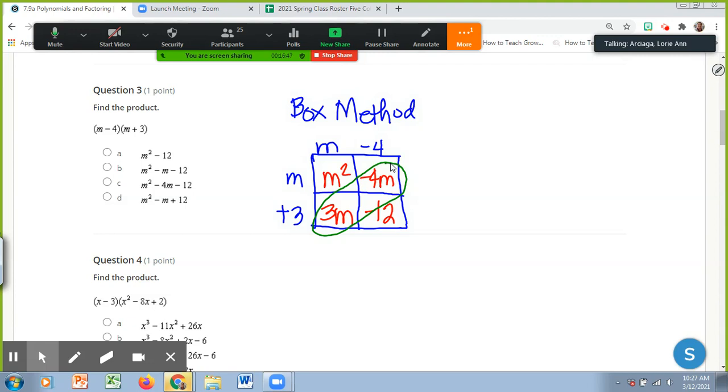Can you help me find the answer while I'm tying this little monster's hair? Okay, anybody? What letter did you find the correct answer?